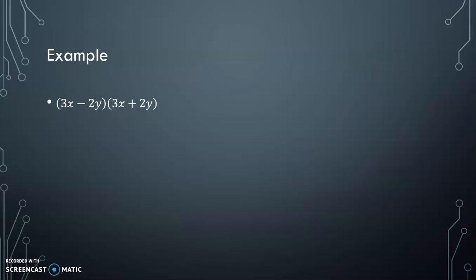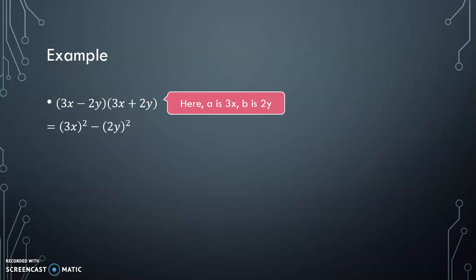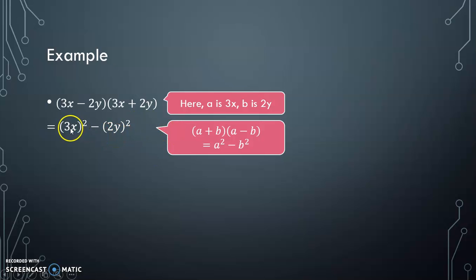(3x minus 2y) times (3x plus 2y). Now your a is your 3x and b is your 2y. So when you multiply 3x by 3x, you should have (3x) squared. I cannot stress this too much: you have to use a bracket here because you have to square both 3 and x. The same applies for 2y. Since this is a squared, and this is minus b squared, you just square each term, and then you simply arrive at 9x squared minus 4y squared.